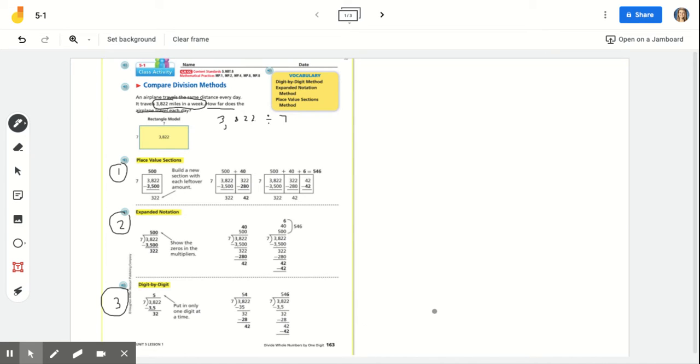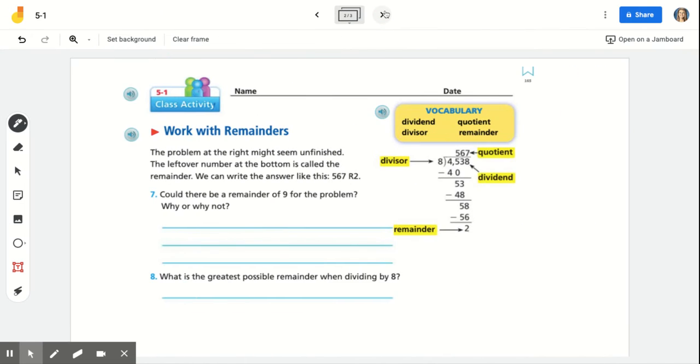We're going to step away from this page. This page is great to be referring back to in case you forget any of the steps within any of these 3 methods. So we'll refer back to it quite a bit. We're going to hop on over. We're going to skip page 164 for now. We're going to hop on over to page 165.